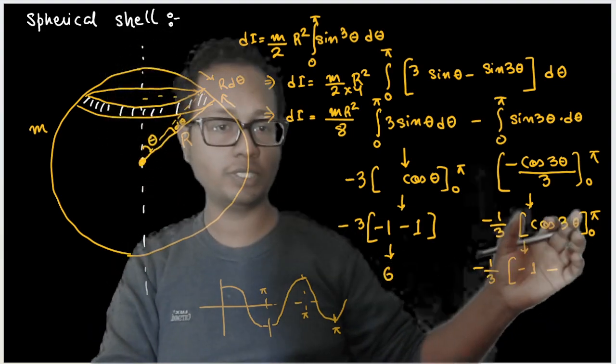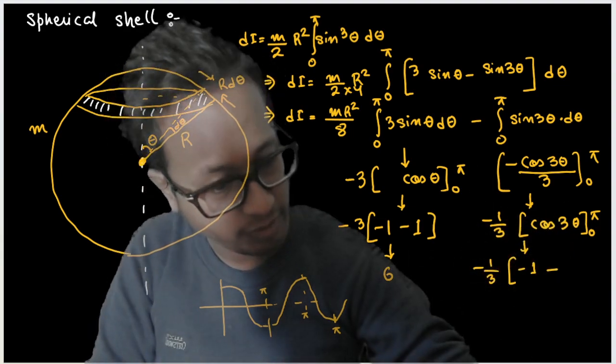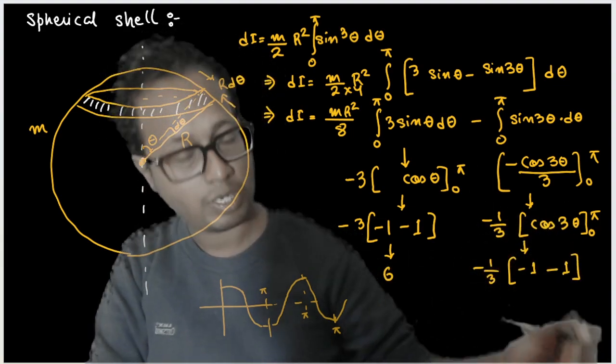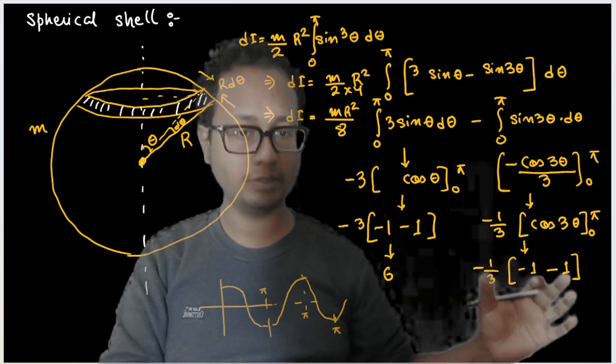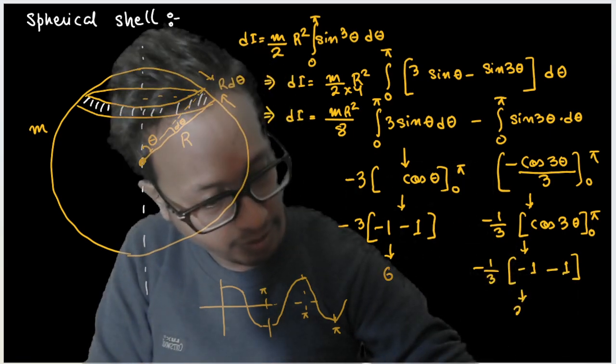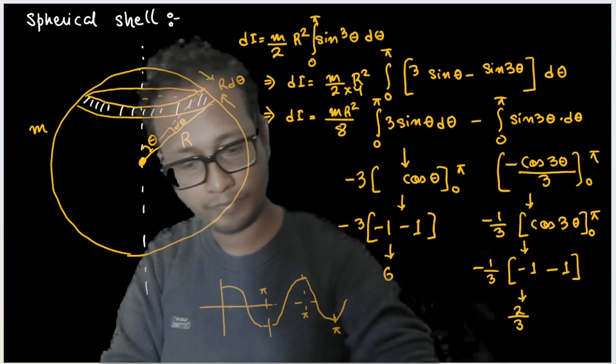Minus of cos 0 is nothing but 1. 3 into 0 is nothing but 0, and cos of 0 is nothing but 1. So out here it is nothing but minus 1 by 3 into minus 2. It is nothing but minus, not minus, 2 by 3.